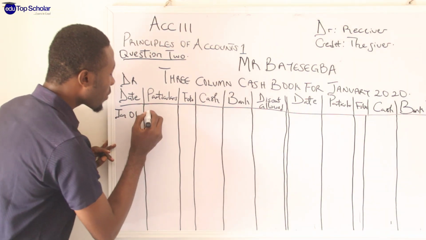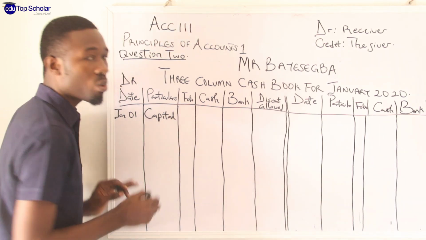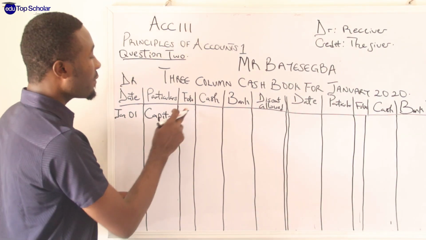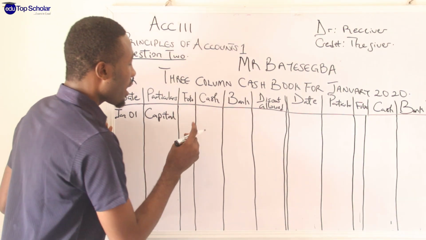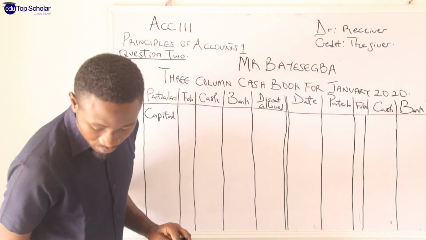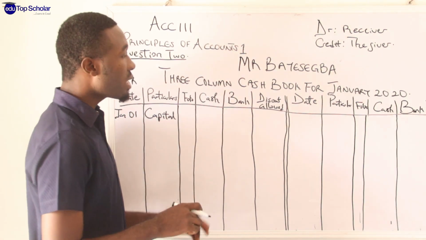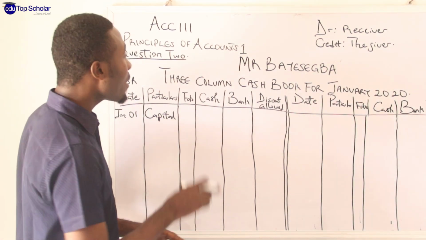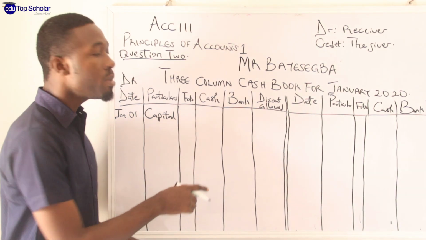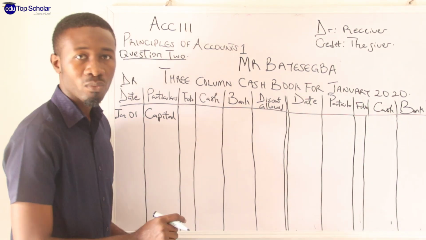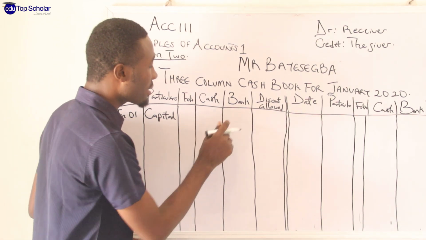And for the particulars, we have capital, because that is what he brought into the business. For the folio, you might not need to write anything in your folio. And what did he bring into the business? He transferred money, which was 720,000 naira, to the account of the business. It means the money did not come as cash. It came into the business bank account. So we are not going to be recording it in cash. It will be recorded as a bank receipt.